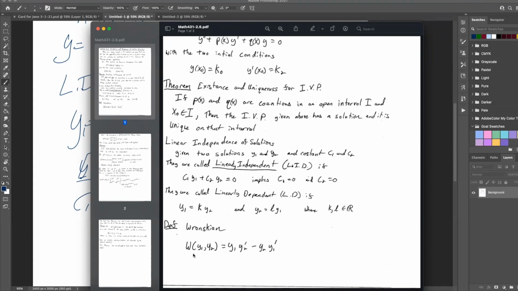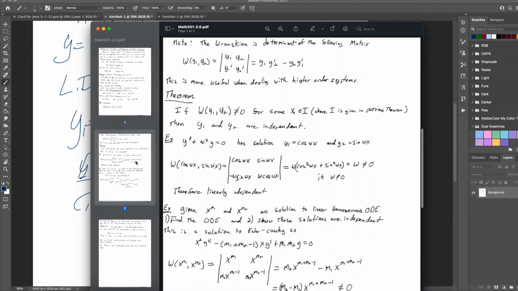So then your book defines this. Well, here's a Wronskian, right? So we're going to say y1 and the derivative of y1, y2 and the derivative of y2, and it comes from the following matrix. The reason I show you this matrix is that it's useful when we're dealing with higher orders. When we deal with higher orders, you just take the derivative of that.